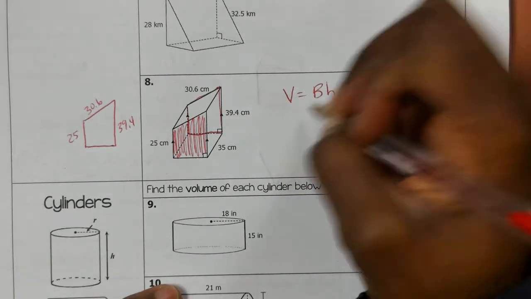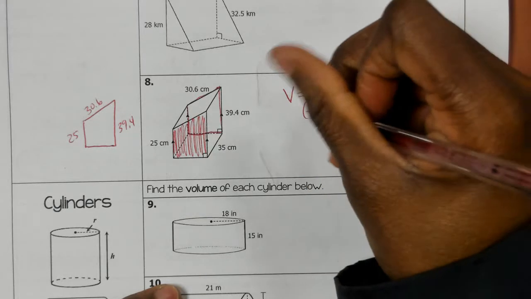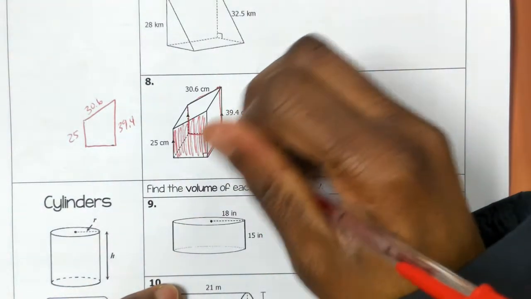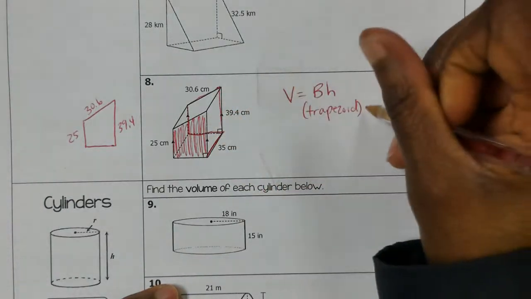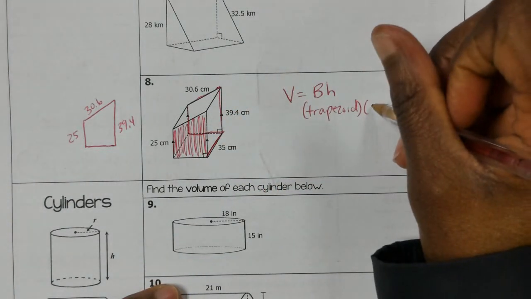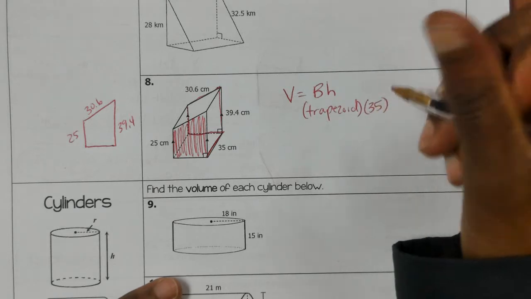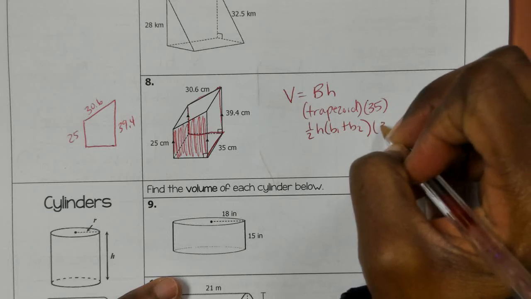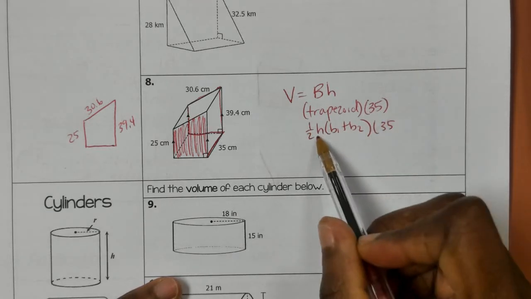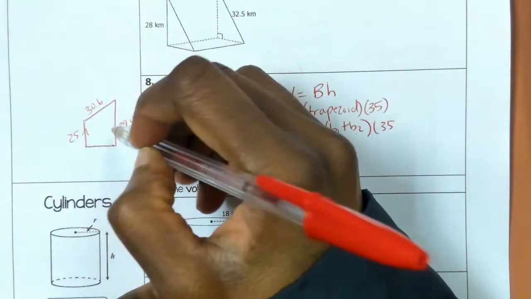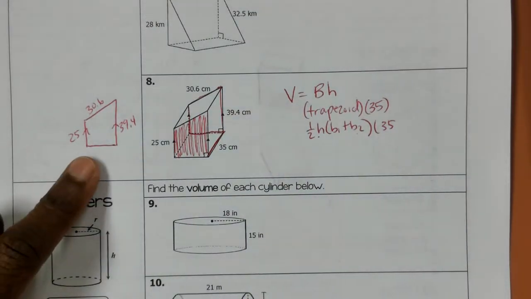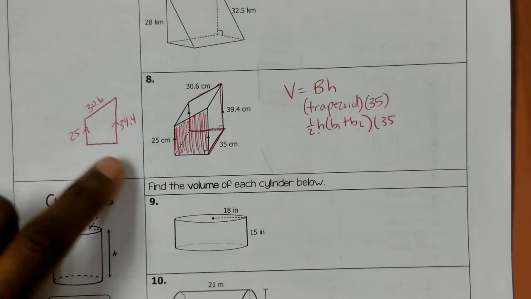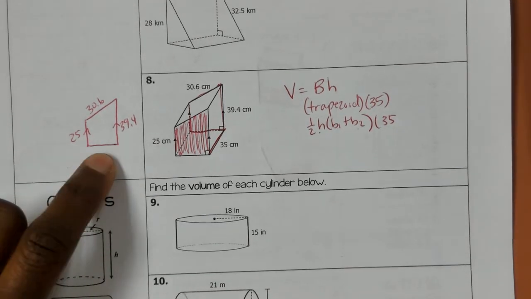So the volume is equal to capital BH, and the B in this case is a trapezoid. So we're going to put in trapezoid here, times the height of the prism, which is the width between trapezoids, so 35. The trapezoid's formula, if you have that memorized, is this. We need the height of the trapezoid and the bases. Looking at this picture, the bases are always the parallel faces. This trapezoid is actually standing on the wrong side, so the height is the distance between the bases, so this would be the height.